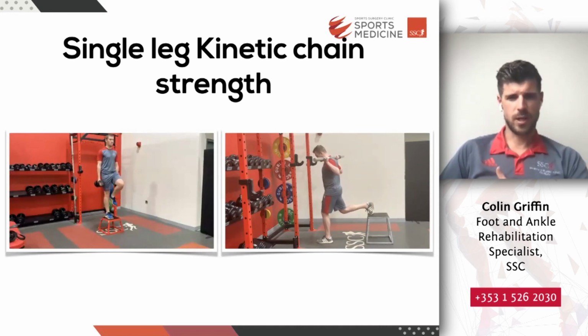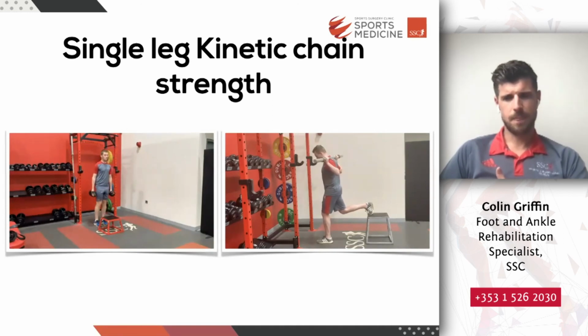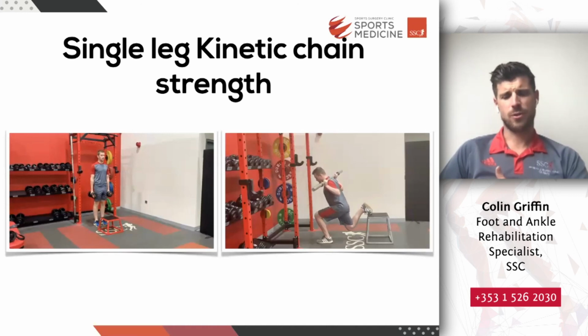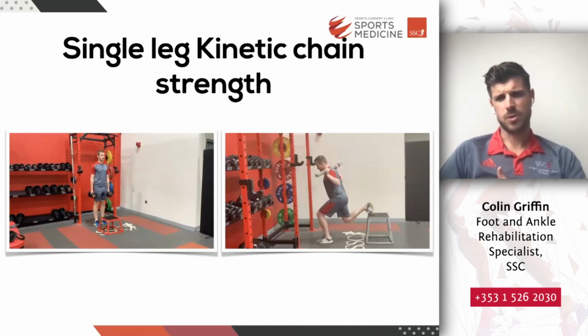An example here on the right is a Bulgarian split squat with a barbell, rear foot elevated, dipping down, not letting the knee travel too far forward. Again, we should feel this closer to the hip area. We shouldn't feel much pressure on the knee doing this. And we want to keep our back fairly straight as well.